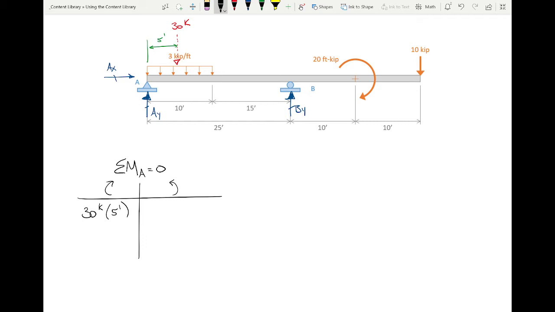What about BY? Yes. Which side of the table, left or right? Right, because that is rotating in a counterclockwise fashion. From A, the moment arm is going to be 25 feet.